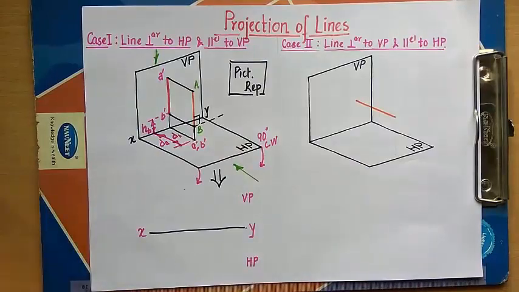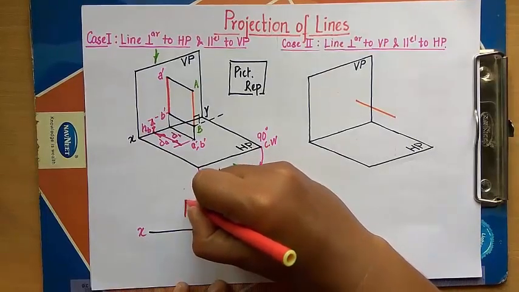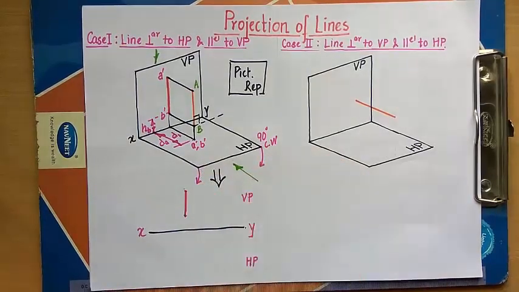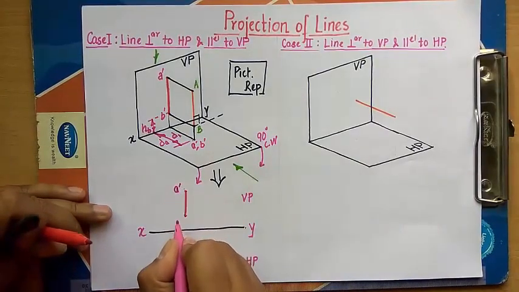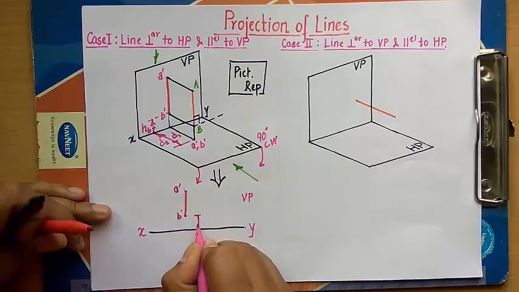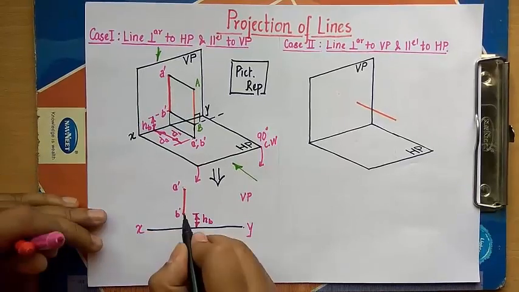Alright, so we're going to begin by drawing the front view first, and in front view you'll see this. So this is what you're going to see in the front view, and these 2 points are A dash and B dash, and for drawing this front view you only need to know this data, that is what you call HB. Alright, so this is the front view, and then we need to have the top view.